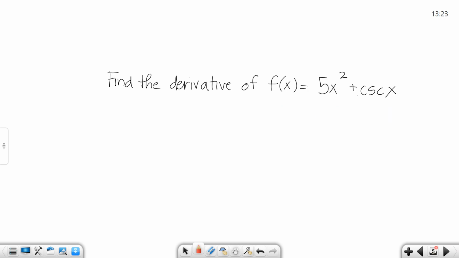Okay, looking at this next one. The first part is just your basic power rule from previous sections. So I bring down my 2, and this would give me 5 times 2. Decrease my 2 by 1. 2 minus 1 would give me x to the 1. Okay, cosecant's derivative is negative cosecant x cotangent x. Negative cosecant x cotangent x, and that's how that one would look.